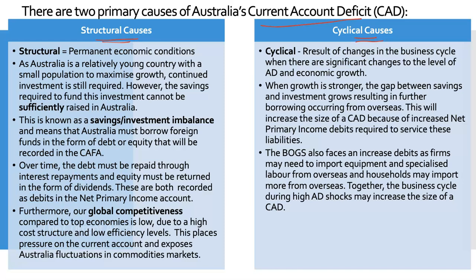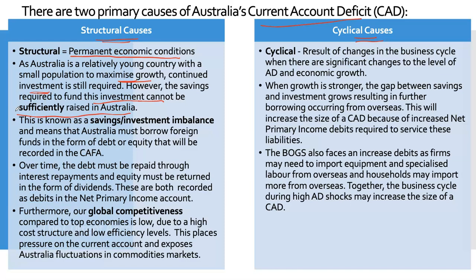Now, structural causes are ones that I would consider to be permanent economic conditions. Now, if they're permanent, sometimes you just have to recognize these and there's not much you can do about it. The structural causes that lead to more money going out of our country than into our country is that Australia is a relatively young and small country, and to maximize growth, they've continued to require investment from overseas because we haven't been able to fund this investment sufficiently in Australia.